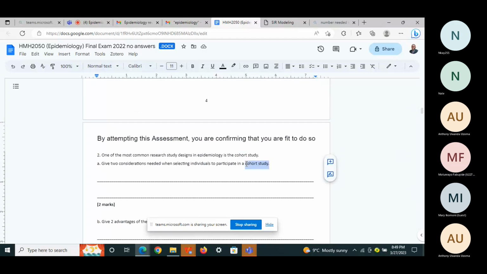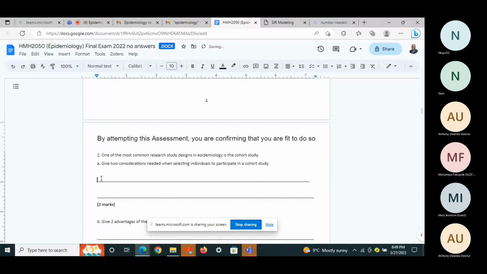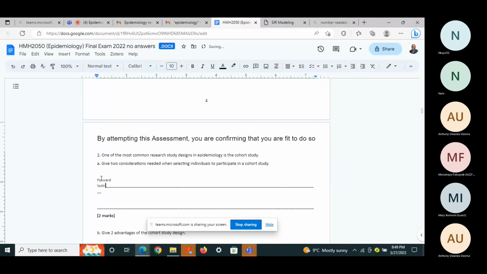What are the considerations for selecting people that will participate in a cohort study? Number one, a cohort study is a forward-looking study, right? So the study is looking forward. So let me be writing it. Can someone give me any considerations for a cohort study? Yes, sir. Tell me now.